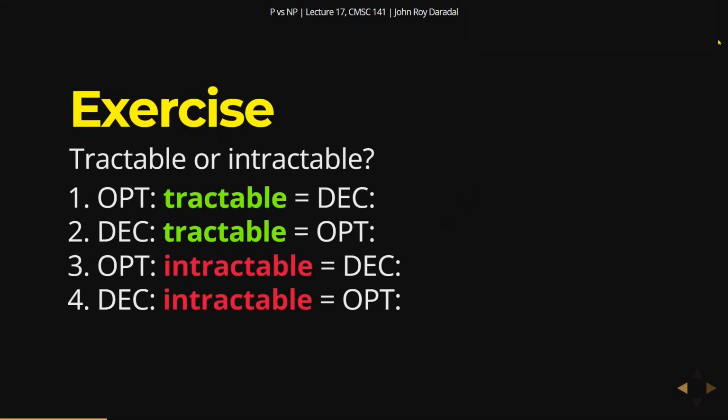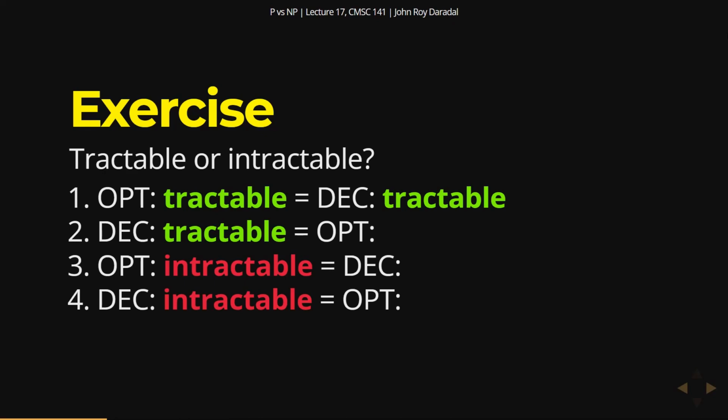So let's try to answer this exercise. If the optimization version is tractable, does that mean that the decision version is also tractable? Well, yes, because as we said, the optimization version is already harder. So if you have a polynomial time algorithm for the optimization version, that means that there should also be an even simpler algorithm for the decision version.